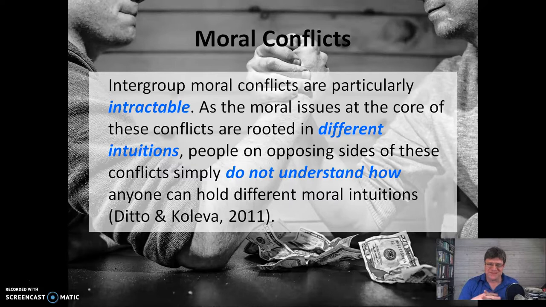A lot of the problems we're having today in terms of disagreeing on moral grounds is that it leads to intractable conflicts that are not easily worked through because they are based on completely different perspectives. They're different intuitions. What I believe is right and wrong may not at all correspond to what you see as right and wrong. And if you haven't had a chance to become familiar with these other foundations, you can get to the point where you do not even understand how anybody can hold a different moral intuition. And that gets to be very dangerous.